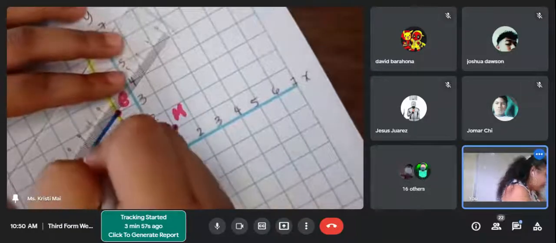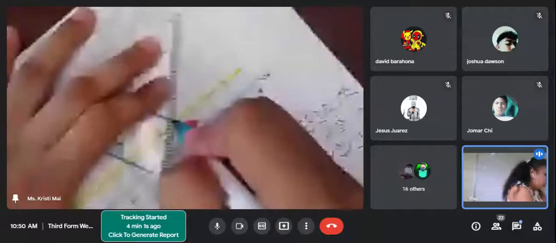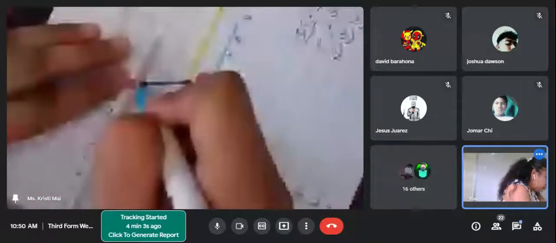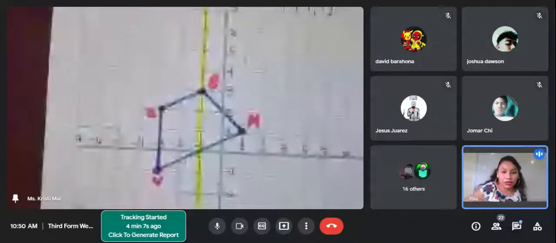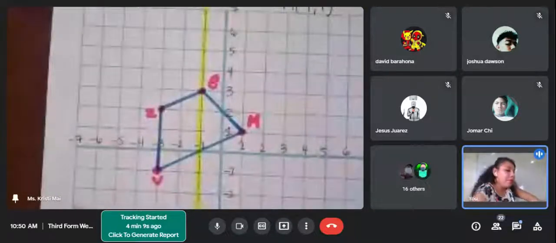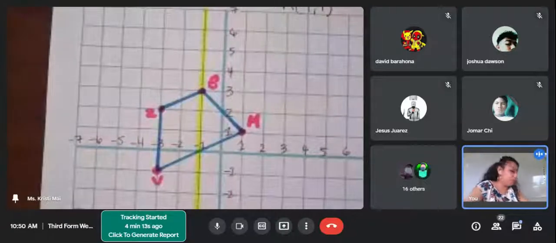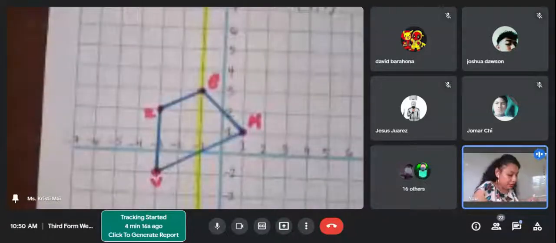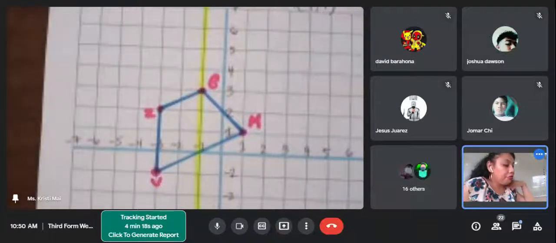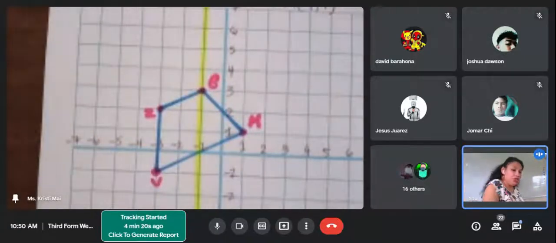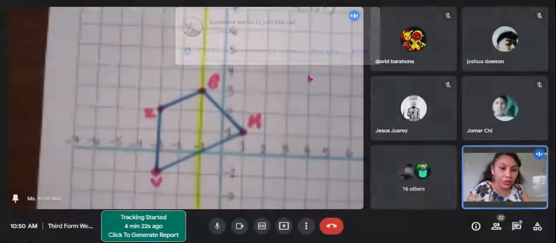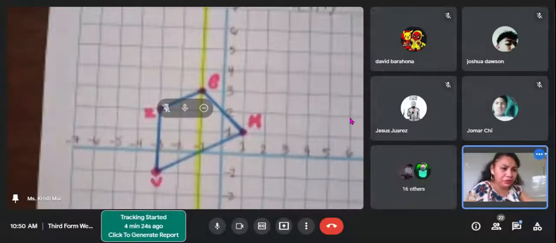So I'm just going to draw this image, match it so that you guys can see what I'm doing here. And this is the image that was given to you guys, right? Now, based on this image, we have to reflect it. So basically, we need to reflect the image so that we have the points for the reflected one.